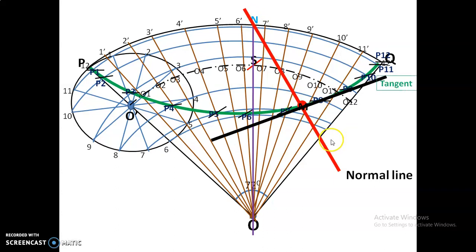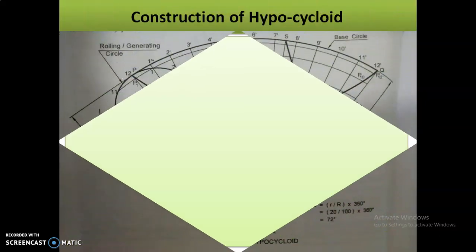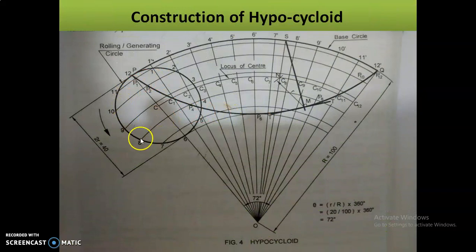This is your tangent. After drawing the hypocycloid curve, we have to give the dimensioning. So dimensioning will be like this. See here, this is the final answer. This is the rolling circle, and the rolling circle diameter is 40 mm. And what is the radius of the base circle? 100 mm. From O to point Q is 100 mm. And the diameter of the rolling circle is 40 mm. I hope you understand.